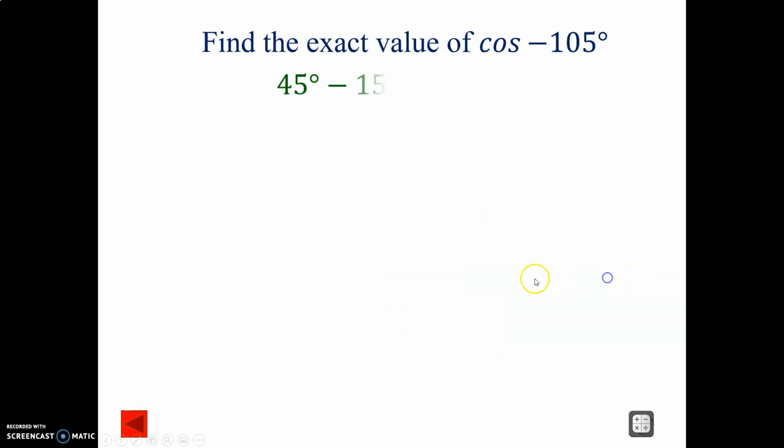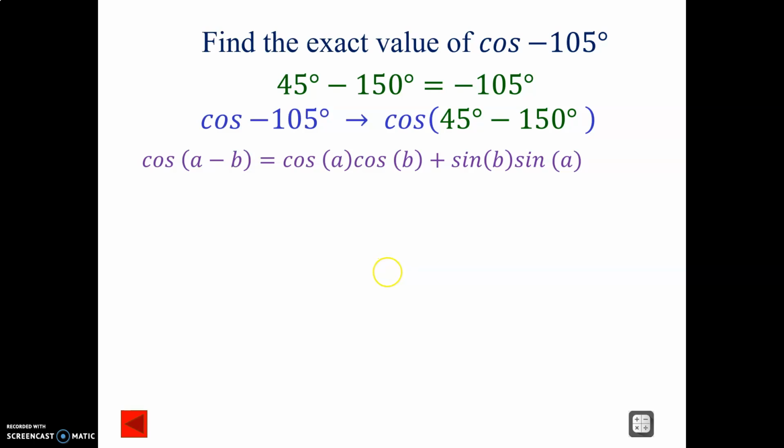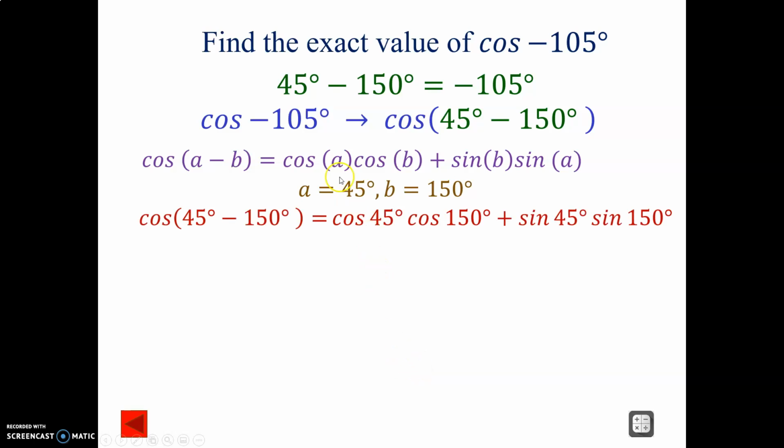So cosine negative 105 is the same thing as cosine 45 minus 150, which means we'll be using our difference formula or difference identity. In this particular case, A is going to be 45, B is 150. So when we substitute everything in, there's our A, 45, cosine 150. Notice cosine, cosine, A then B, sine, sine. And if this is subtraction, this will be addition. So let's see what our numbers are going to be.